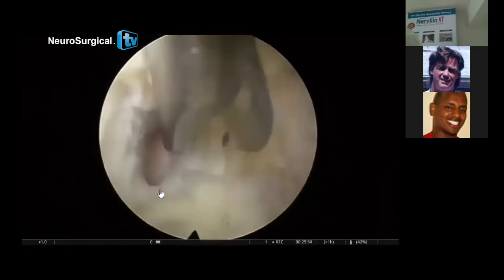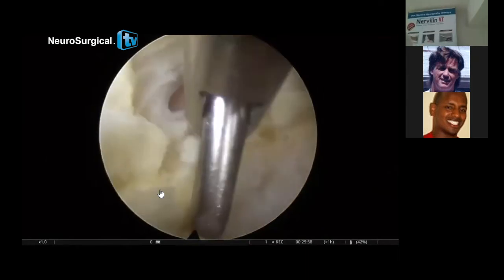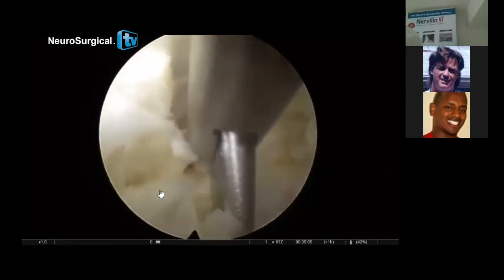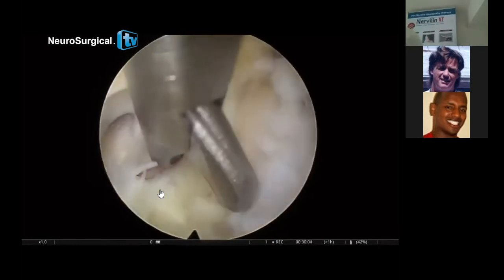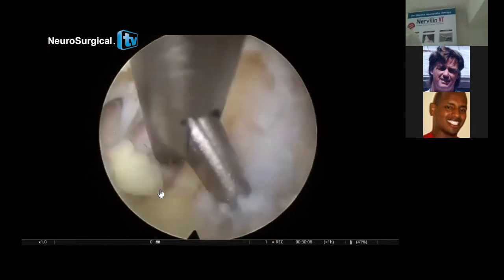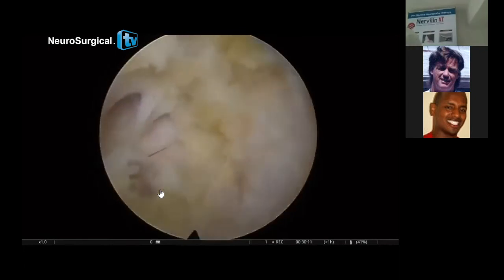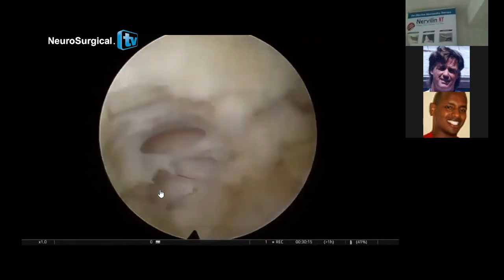You see, when water comes in, all the neural structures go down, and you have some working place, safe place. And then use the knife. You can see the neural structures. Sometimes there is epidural fat, but you can take it with a punch and you can see this.